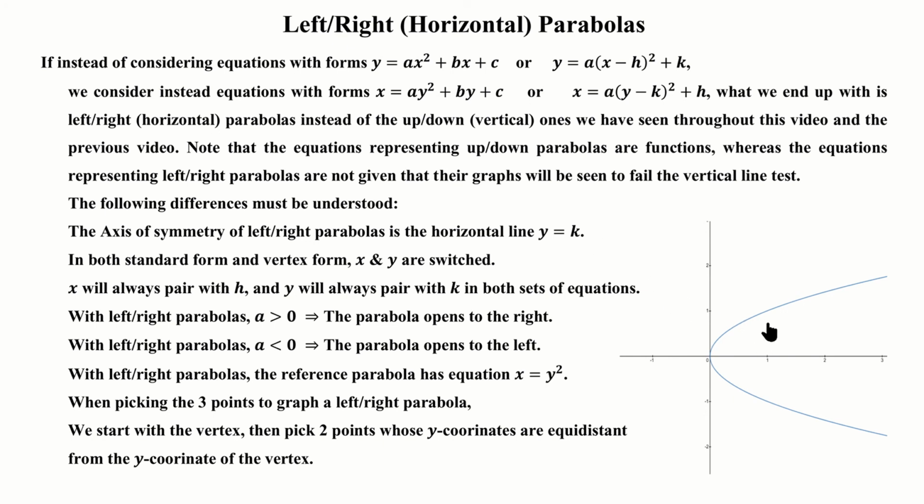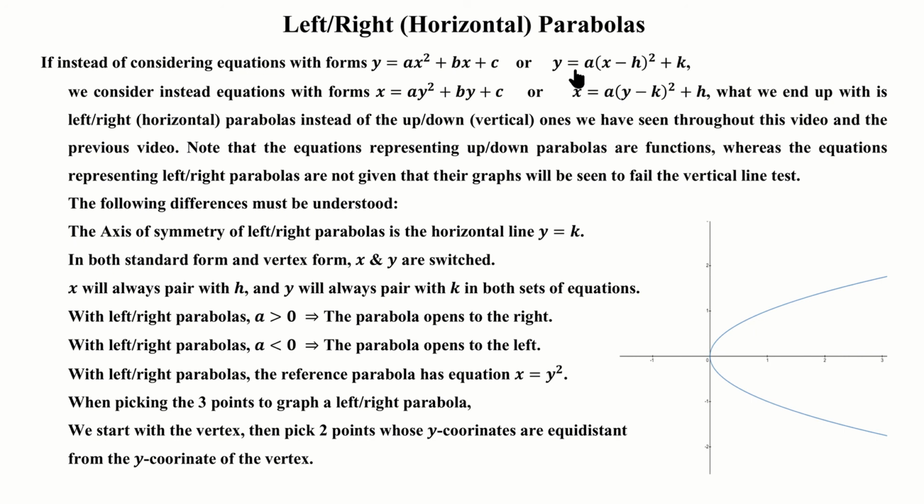Here's a graph of one. Notice to be a function, the graph of a relation has to pass the vertical line test, and notice this one fails badly. There are many vertical lines that cross these more than once. So the up-down parabolas that we've been discussing, and which are the most prevalent and the most important, are precisely so because they are functions.